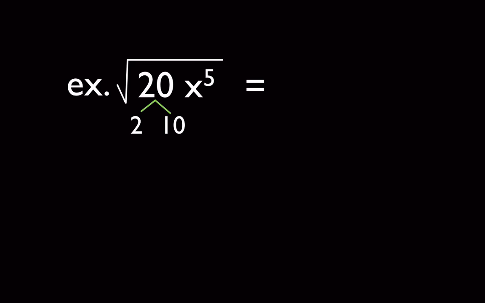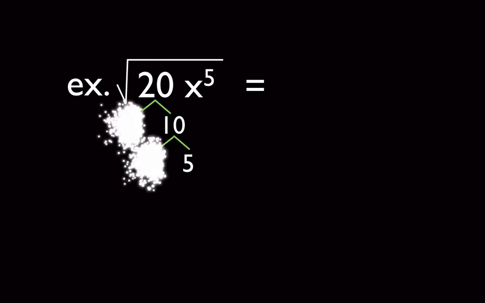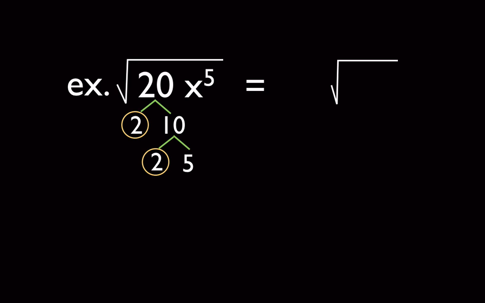That's 2 times 10, and that's 2 times 5. Very straightforward, very simple. Now we're going to go ahead and look for a pair. We have a pair of 2's. So when we put our square root sign, that 2 is going to go on the outside. 5 left over stays inside.